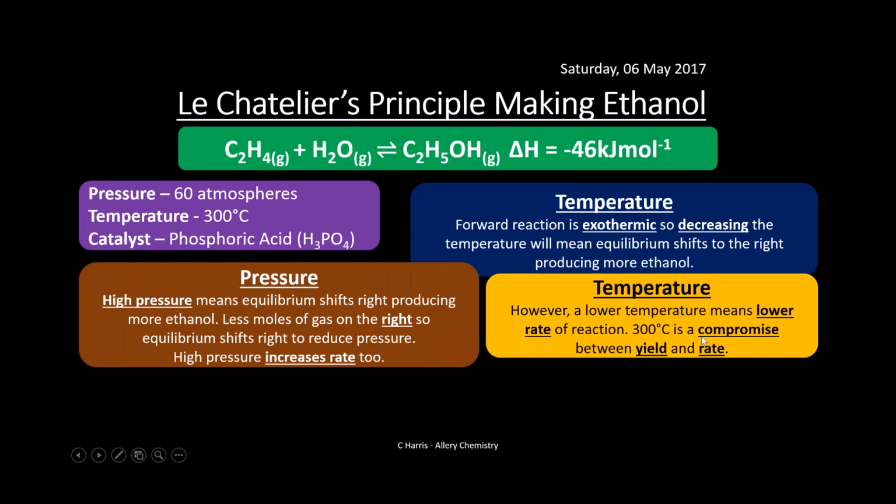Okay, let's look at pressure. Now, in this reaction, because remember we've got all gases here, high pressure means equilibrium shifts to the right. So if we increase the pressure, we produce more ethanol. Less moles of gas on the right, remember, so therefore Le Chatelier's principle suggests that if we increase the pressure, it will shift to the side with the fewest gas moles. That means we produce more ethanol in this case. So a high pressure increases the rate too. So this sounds pretty good, actually. Good yield and good rate.